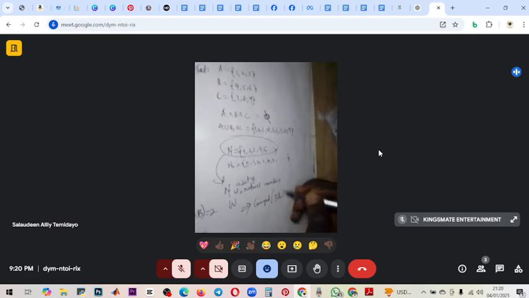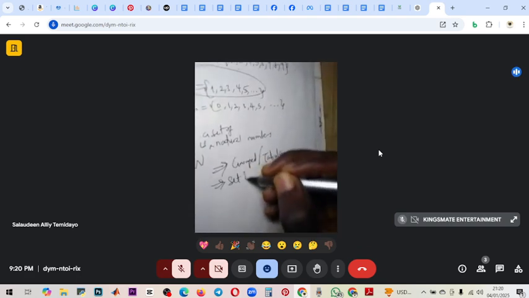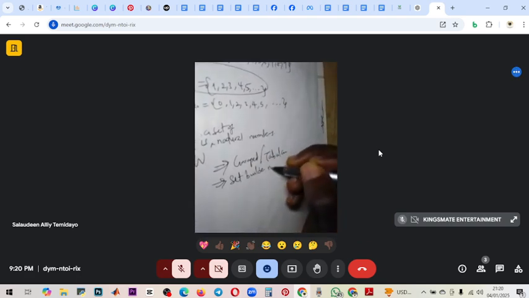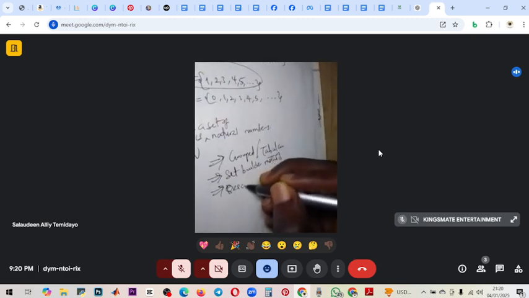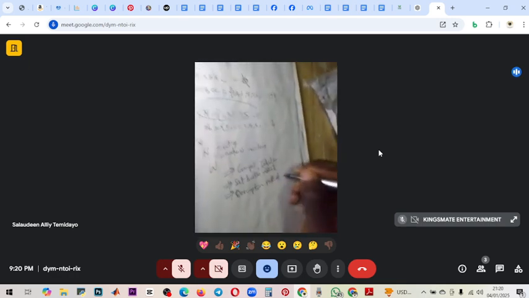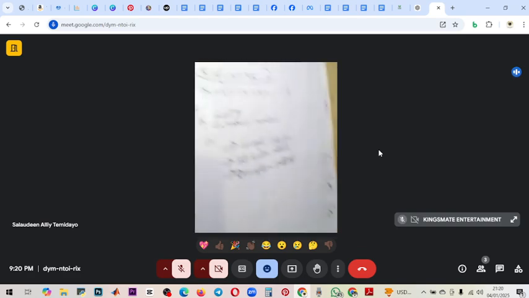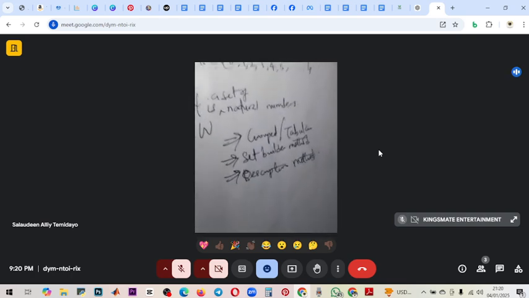or tabular method, the set builder method, and the description method. These are the 3 methods. It might be an OBJ question: the 3 methods we use to represent sets.